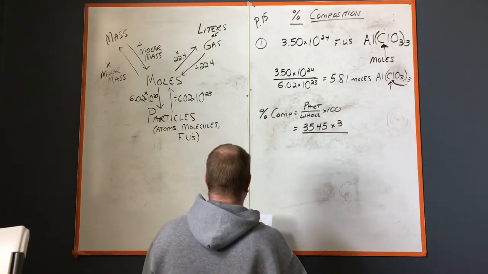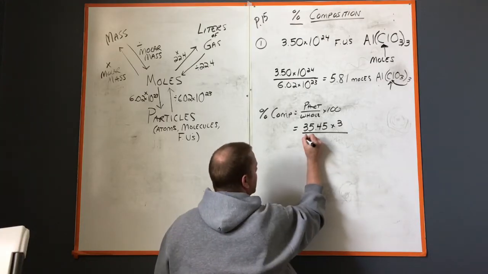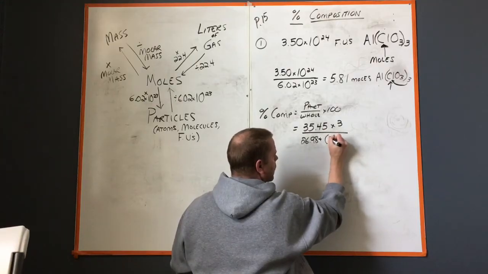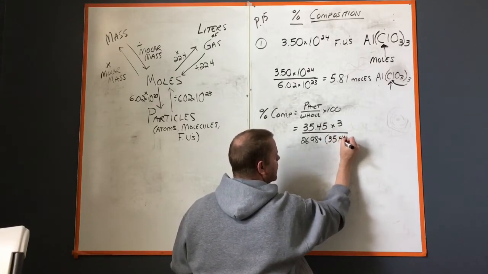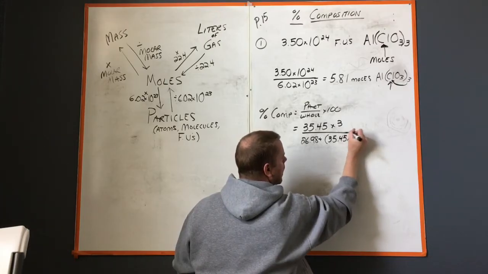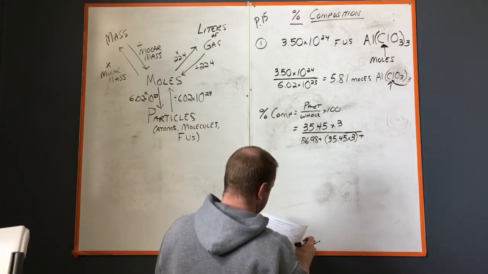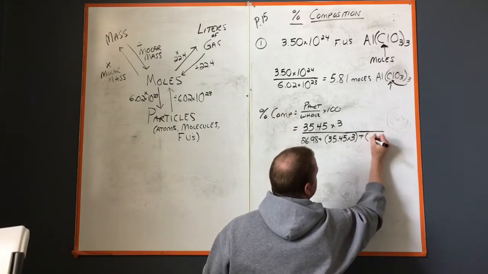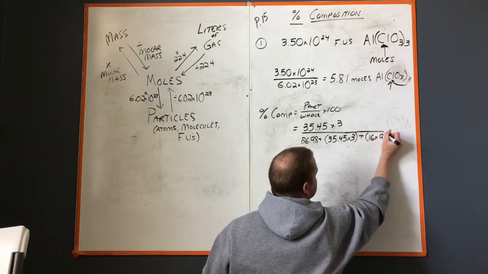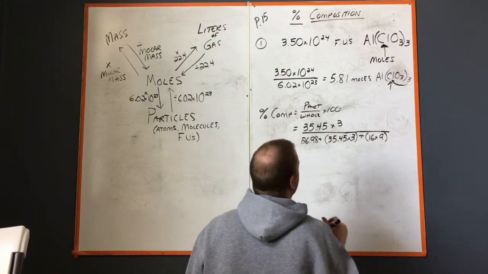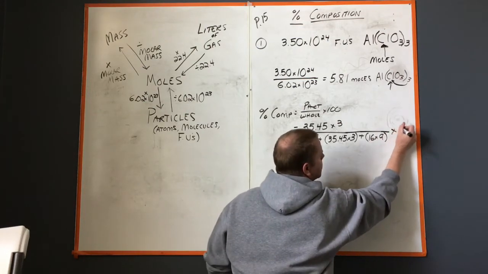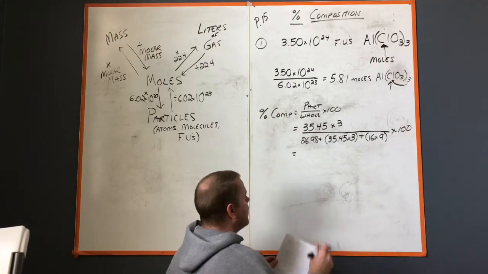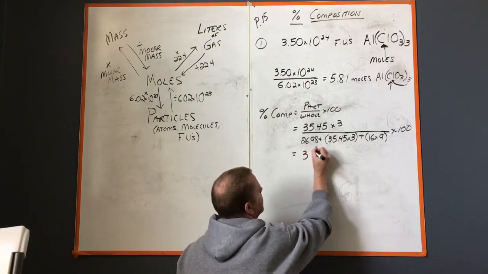Over the entire thing, which when I do that, the aluminum is 26.98, the chlorines are 35.45 times 3, plus our oxygen number is going to be 16 times 9. So 16 times 9, right? And when we do this, and times 100, we get a percentage. I get 38.35%.